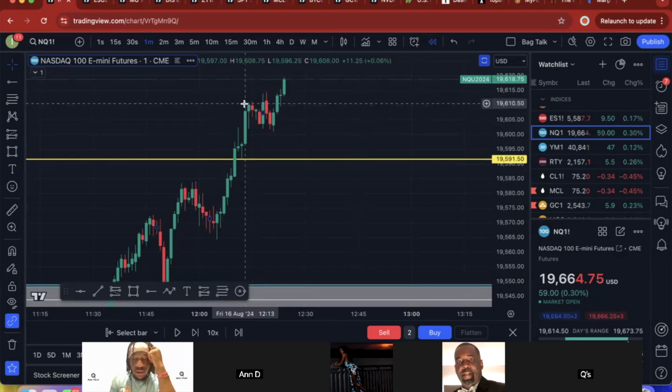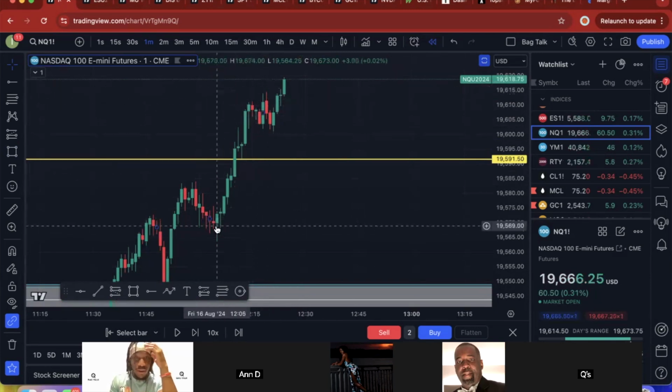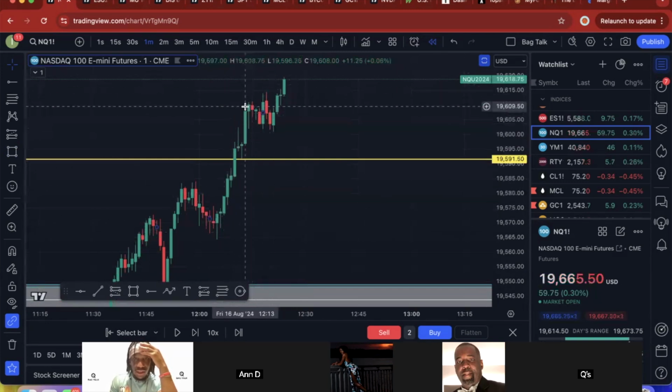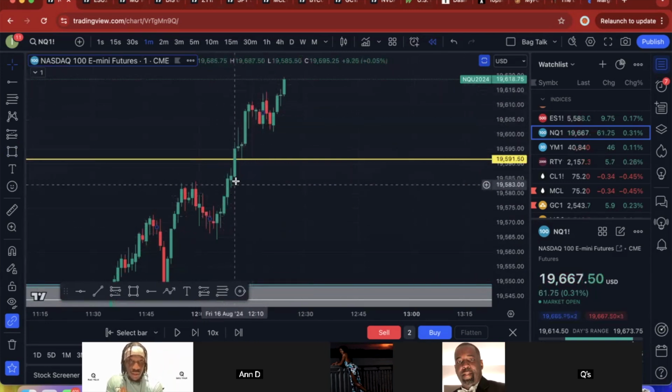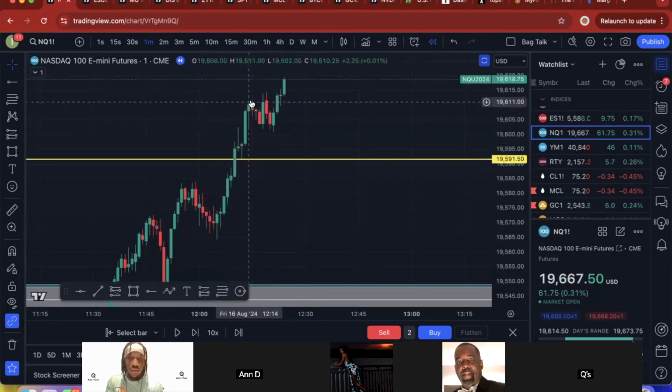All right, so what is that? 45. Let's just round it to 50. You made a 50-point move in, what I say, 7 minutes. A 50-point move in 7 minutes, easy. Look how smooth. I'm on a 1 minute time frame. Look how smooth it was. This is such a smooth play, and that's what I mean.